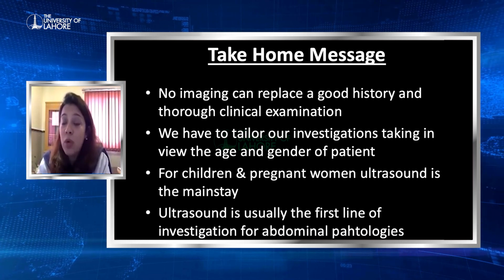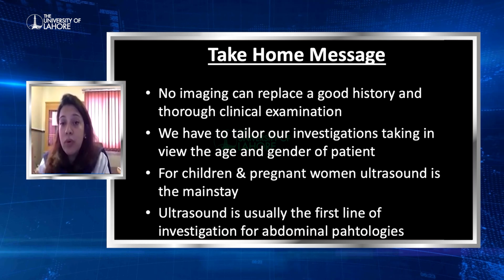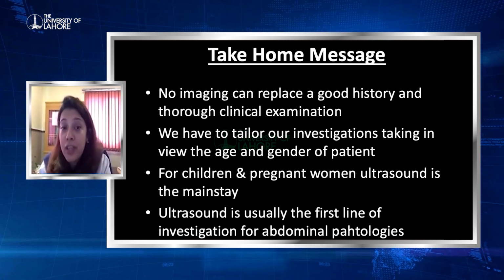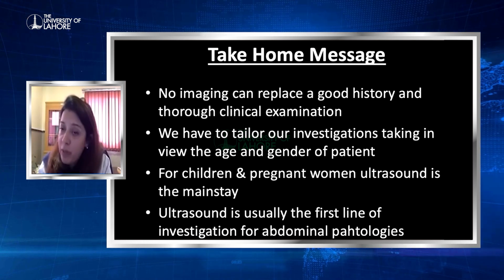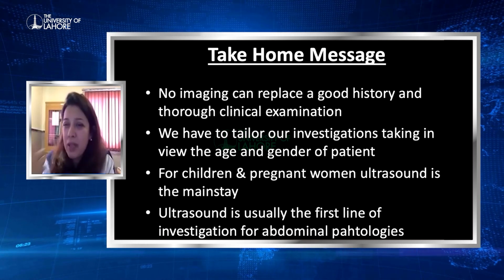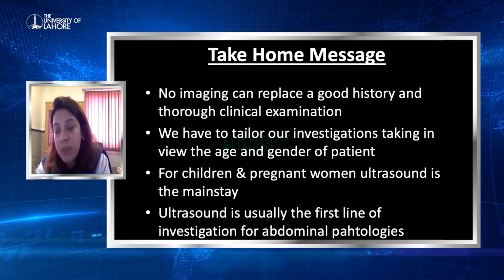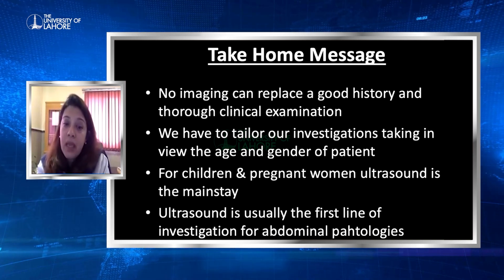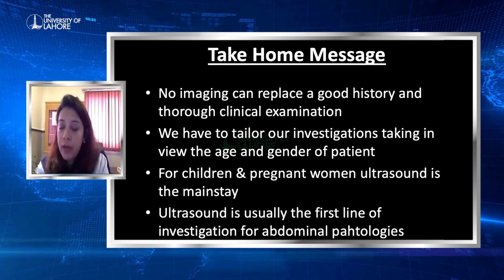Students, I really beg you to please do a good history and a thorough clinical examination. And then you have to tailor an investigation, taking into account the age and the gender of the patient. In children and childbearing females, try to go for ultrasound first or MRI. Because in our country, MRI is not easily available. I'm talking about Pakistan. For Pakistan, go for an ultrasound. It's cheap, easily available. And then you can go for an MRI. And again, as I've told you, ultrasound is usually the first line of investigation for abdominal pathology.